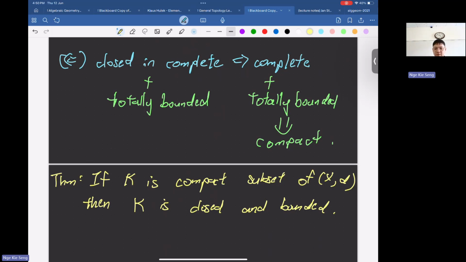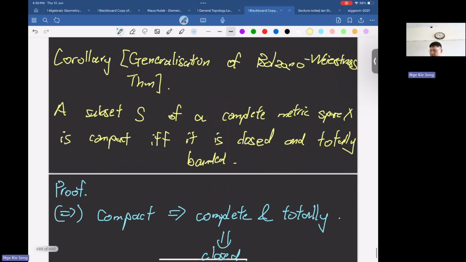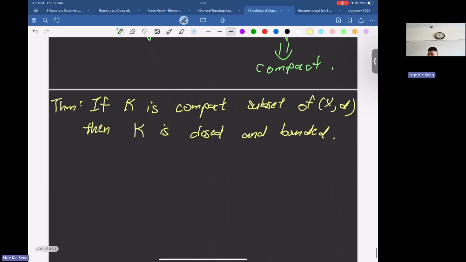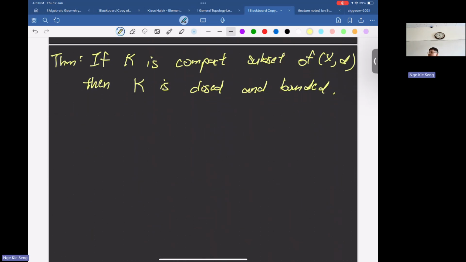Can we just apply what we had previously? We apply this, what do you think? Can we apply this corollary? Do you think we can or not? But this theorem requires your X to be complete. This metric space might not be complete. So that's why there's no two directions here.